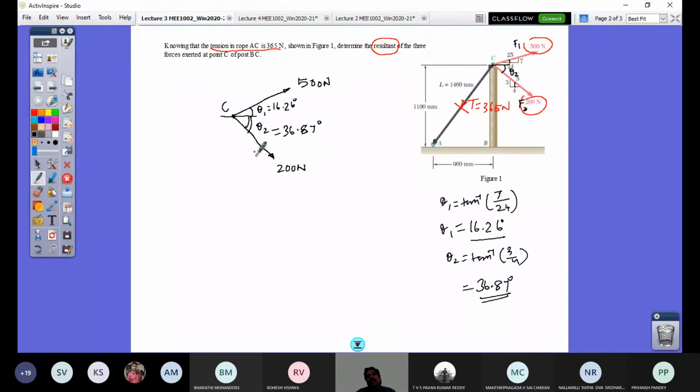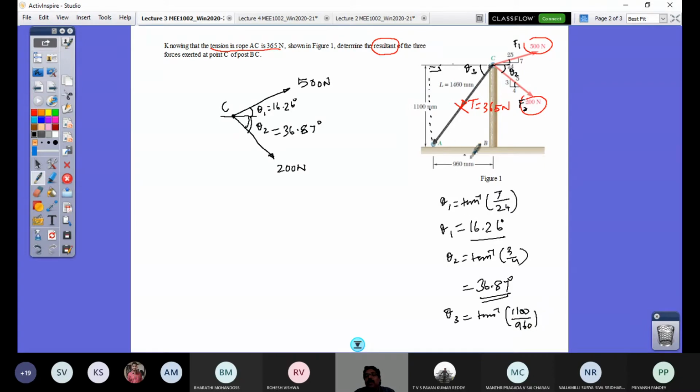So if you understood this, you would definitely know what I'm going to do next. This tension: magnitude I know. What is its direction? Its direction to the horizontal, say this, is theta 3. So how do I get it? Look, this forms a triangle now, and that triangle is a right angle triangle. So what is this angle? Opposite by adjacent. Theta 3 is tan inverse of opposite 1100 divided by adjacent 960.